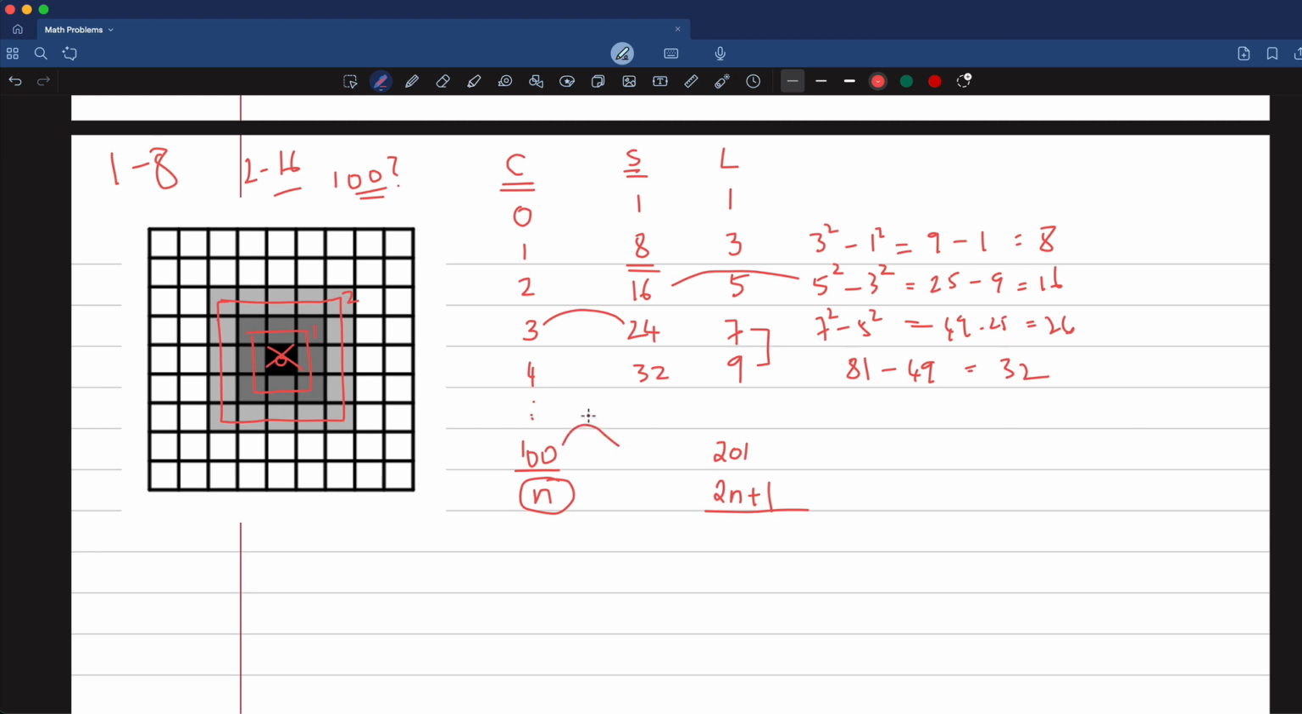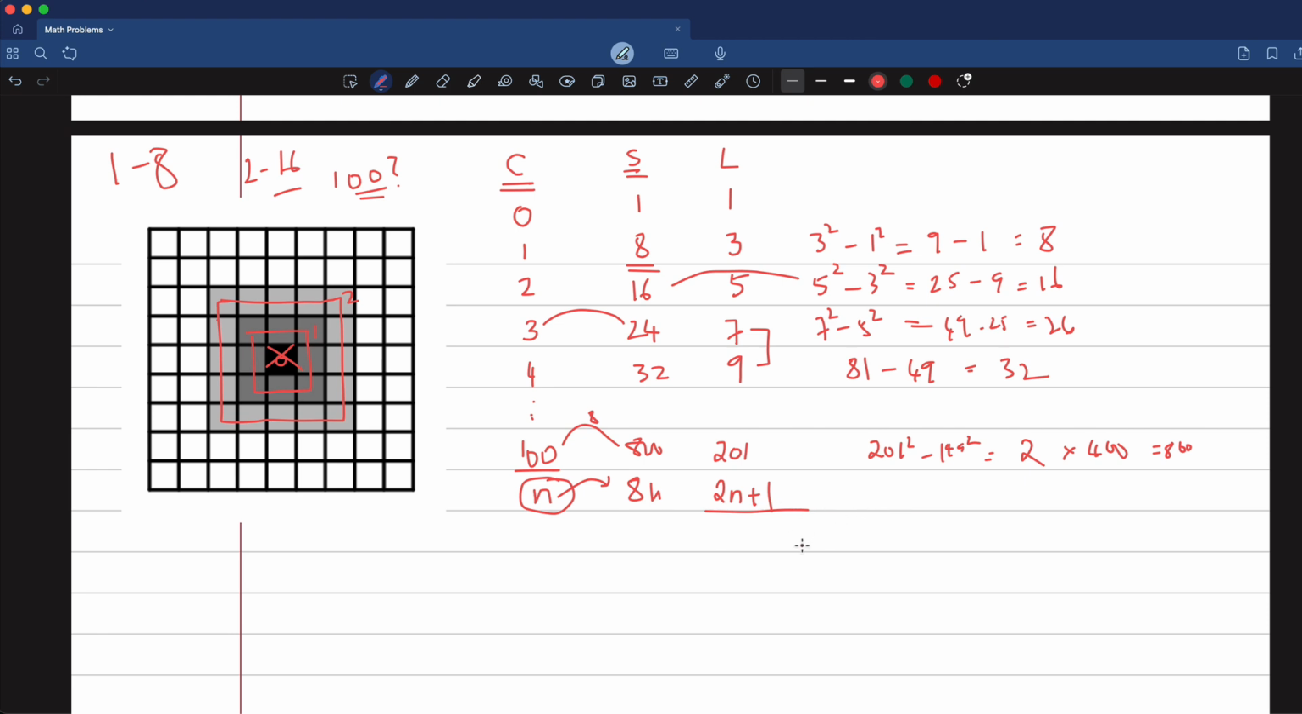So 100 times 8, 800 should be the answer, which is also nothing but 201 squared minus 199 squared. You can multiply this out, or the better way is to say the difference, a minus b, is going to be 2, and a plus b is going to be 400, giving you 800. The answer in terms of n would basically be 8n.